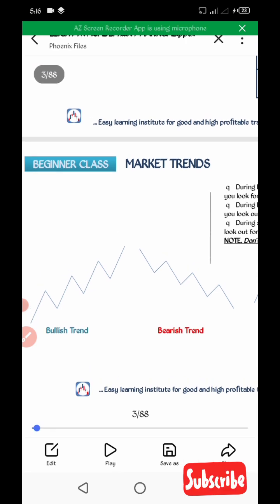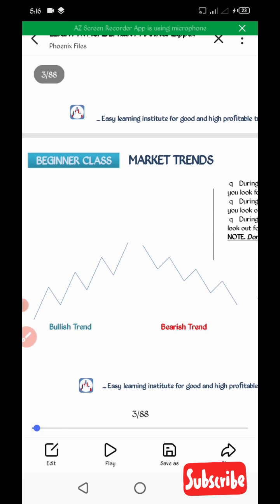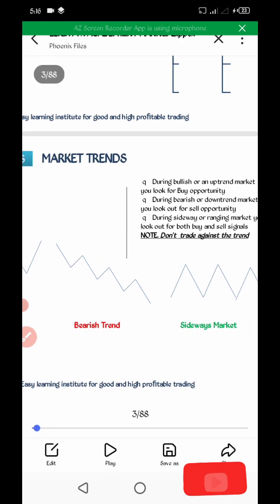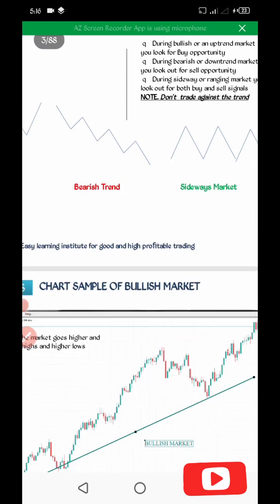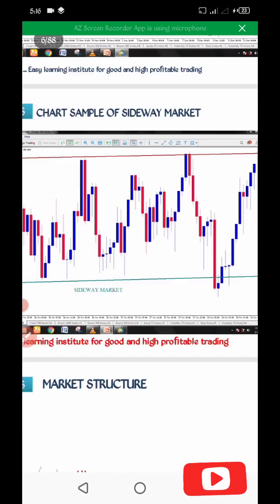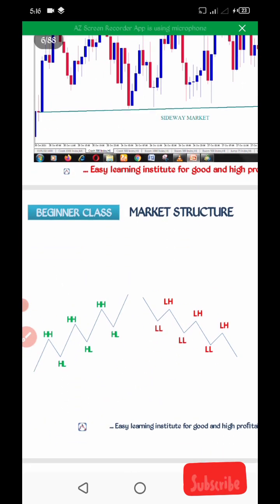So let's go straight to what is called market trend. There are three different types of market trend. We have the bullish trend, the bearish trend, and the sideways market. During the bullish trend, the market is moving in higher highs and higher lows. Do you get what I'm saying? Higher highs and higher lows. During a bearish market, the market is moving in lower highs and lower lows. But during a sideways market, it's equal highs and equal lows.